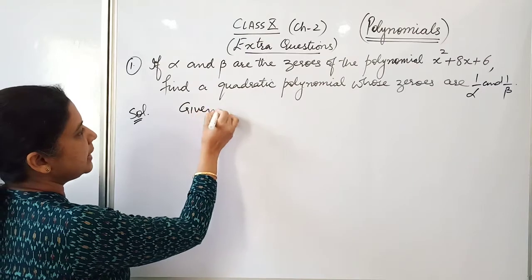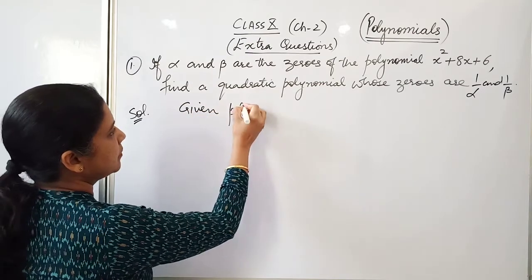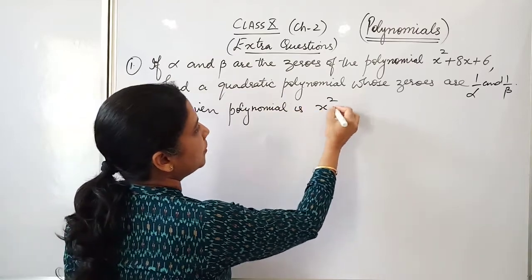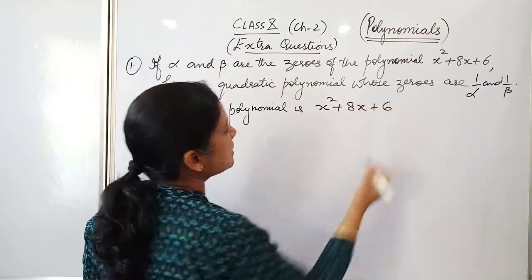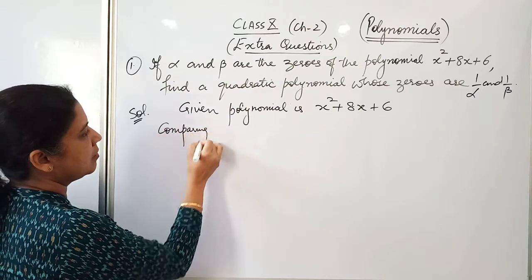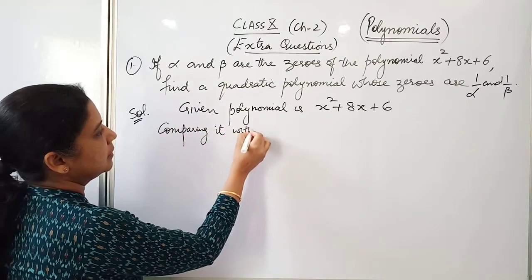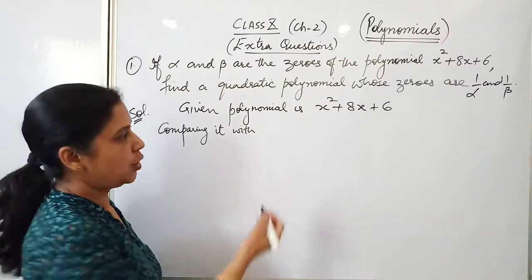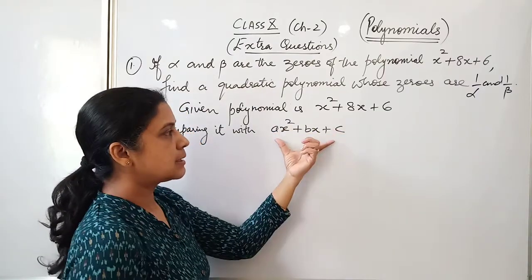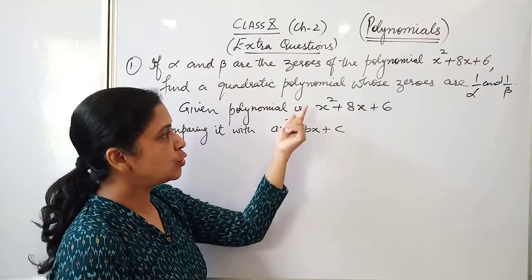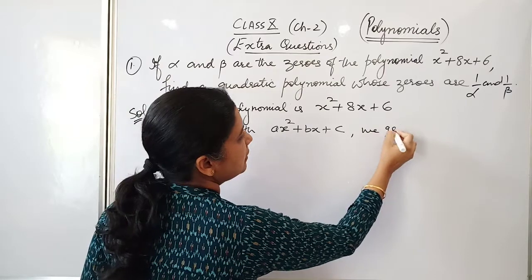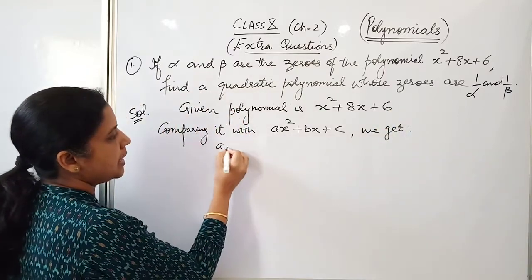Given polynomial is x square plus 8x plus 6. Comparing it with the standard quadratic polynomial, that is ax square plus bx plus c. This is a standard quadratic polynomial, so I am going to compare the given polynomial with this polynomial so that I can get the values of a, b and c.